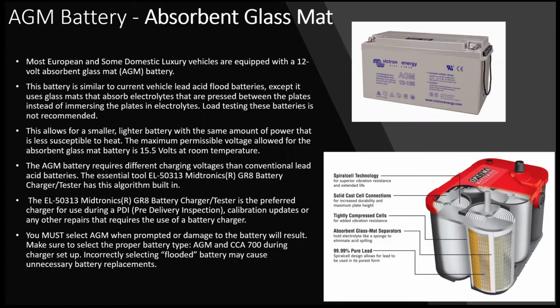This allows for a smaller, lighter battery, and you can generate a lot more current a lot faster. You can generate higher cold cranking amps. CCA is what stands for cold cranking amps, and that's generally on the label. The CCA rating on the battery determines its ability to produce a given number of amps at 0 degrees Fahrenheit. Just a correction: CCA is at 0 degrees Fahrenheit, and the CA rating is at 32 degrees Fahrenheit.